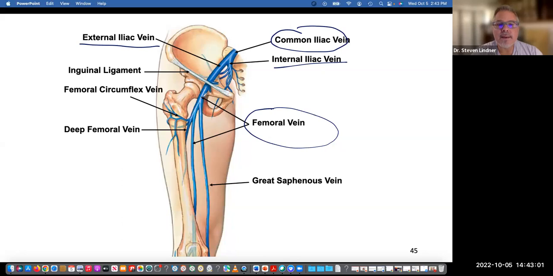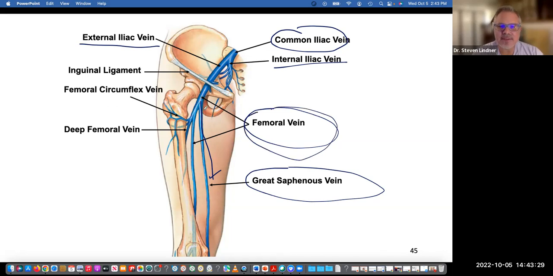But right here, we also see where the greater saphenous vein originates. Okay, right here. You see that? So here's the femoral vein, here and here. And from the femoral vein, that's where the greater saphenous originates. Okay. There was a deep femoral artery. There's a deep femoral vein. Again, they both go posterior.